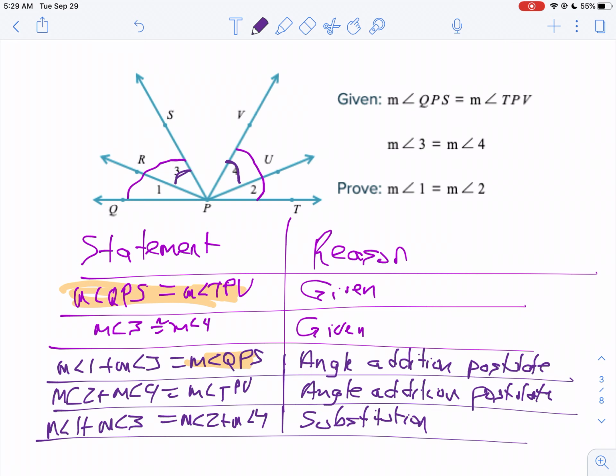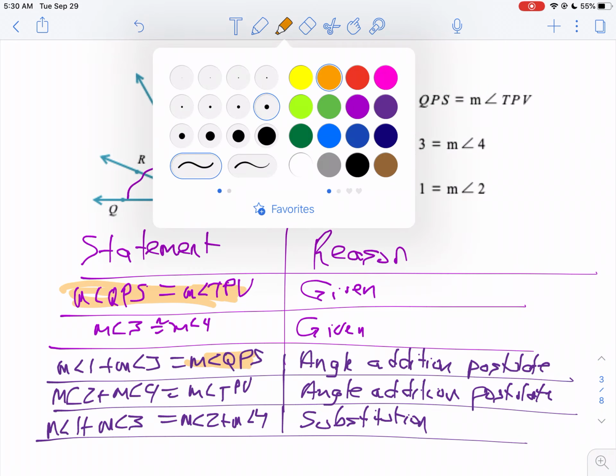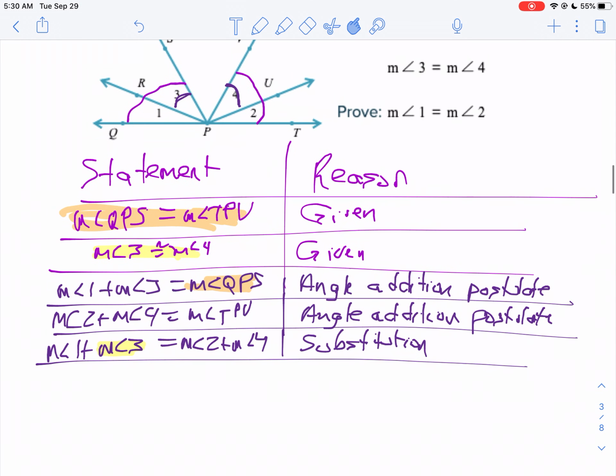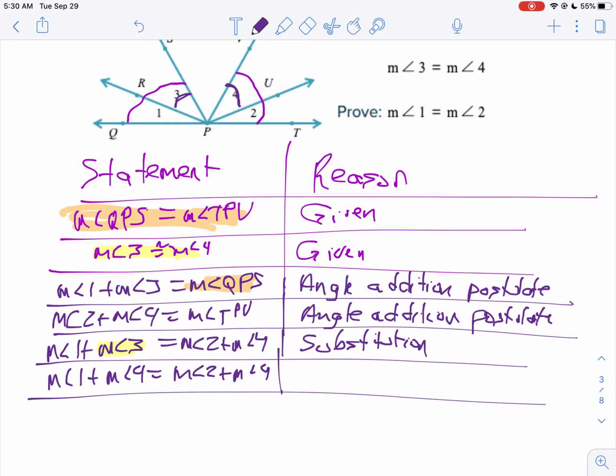Now I'm going to look at my second given here. My second given is angle 3 is the same as angle 4. So what I'm going to do in my proof, instead of writing angle 3, I'm going to write angle 4. I'm going to write the rest of it the same though. So we're going to say the measure of angle 1 plus the measure of angle 4 equals the measure of angle 2 plus the measure of angle 4. And that's substitution again.